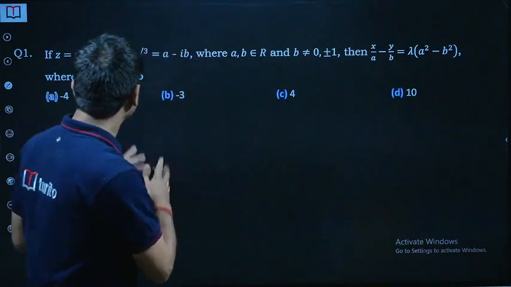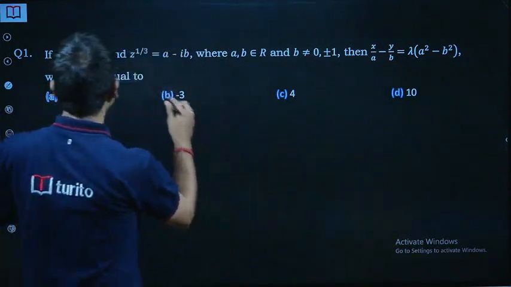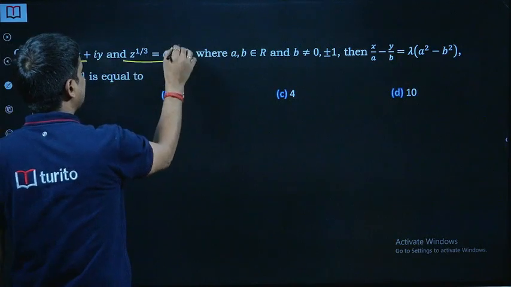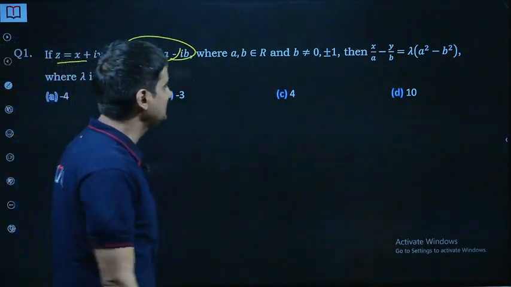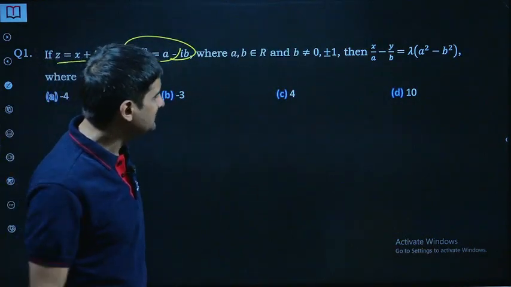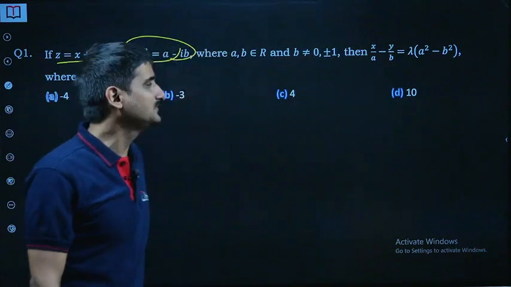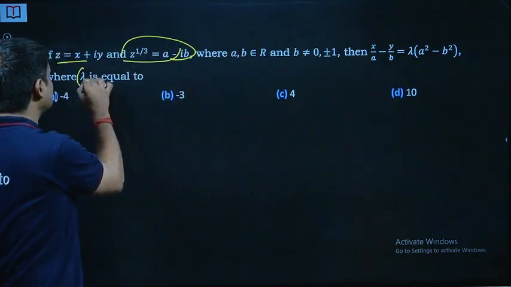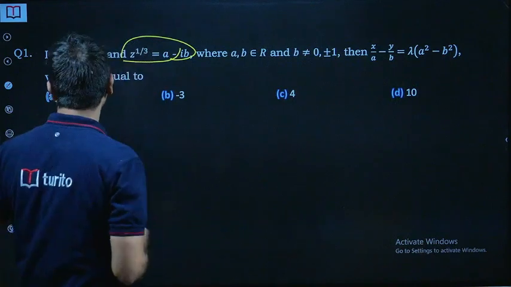Okay, so chaliye, let's start. If z is x plus iota y and z raised to the power 1 by 3 is a minus iota b, b is not 0 and not plus minus 1, then x by a minus y by b is equal to lambda times a square minus b square, where lambda is equal to, so see, it's really a simple question.